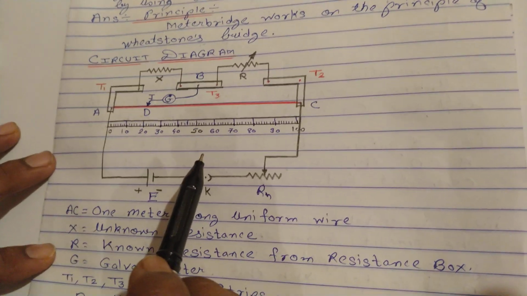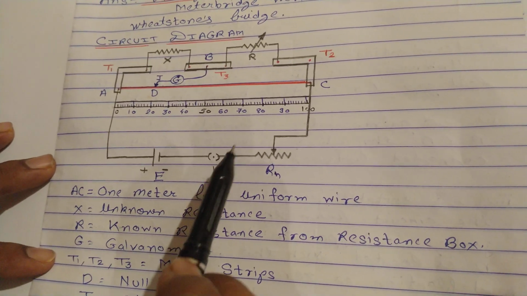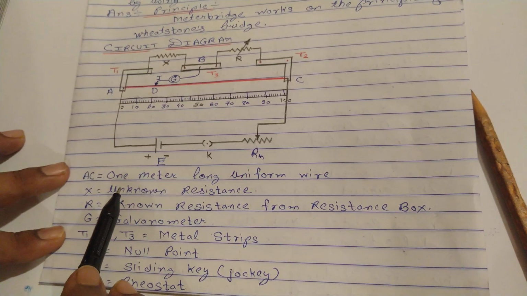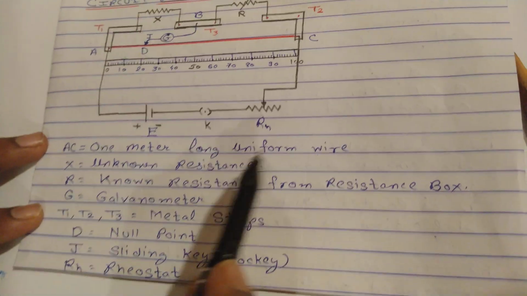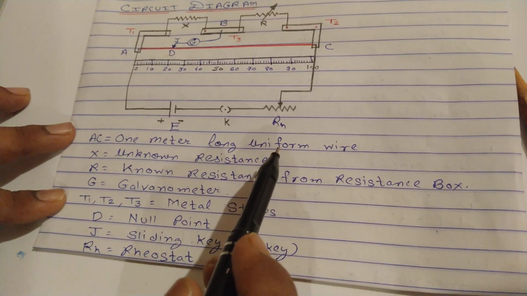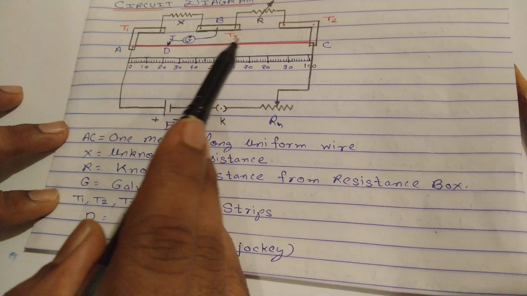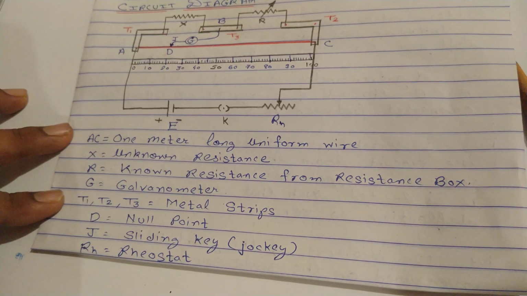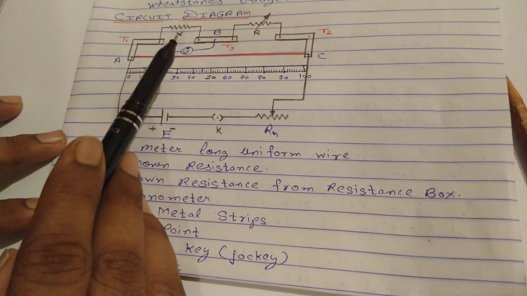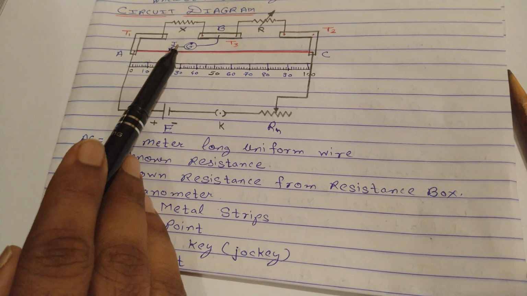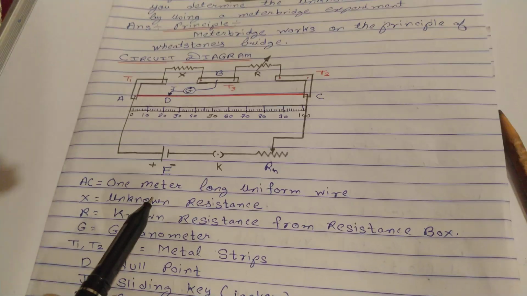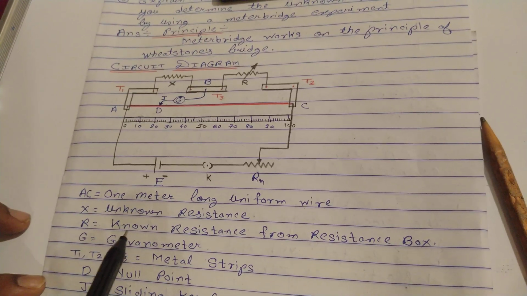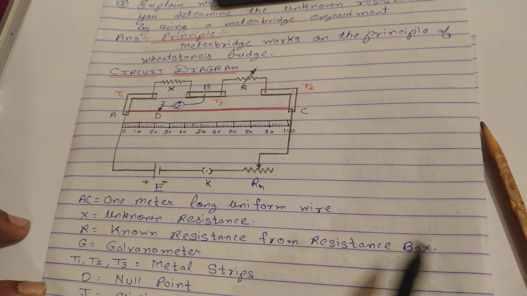Let us define the parameters we have seen in the circuit diagram. AC, what is AC, student? A 1 meter long uniform wire. Uniform means the area remains the same; there is a common, equal thickness of the wire. What does X represent, students? X represents the unknown resistance. What does R represent, student? Known resistance from a resistance box.